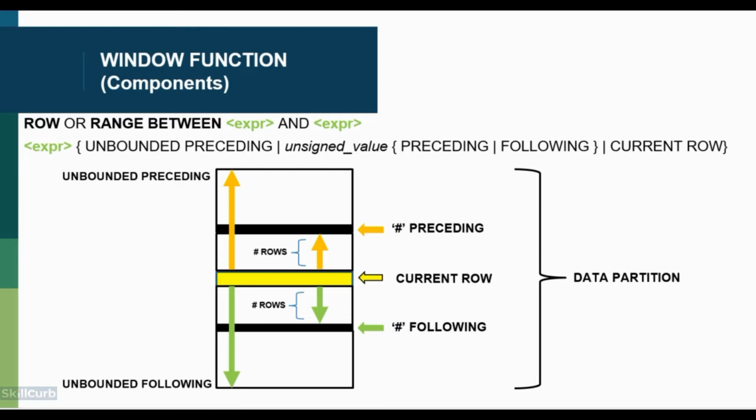Range clause treats the duplicate values as a single entity versus row clause uses them as separate. Row frames are based on physical offsets and range frames are more logical in nature. We will look at more examples which will make the difference between row and range frames much clearer.